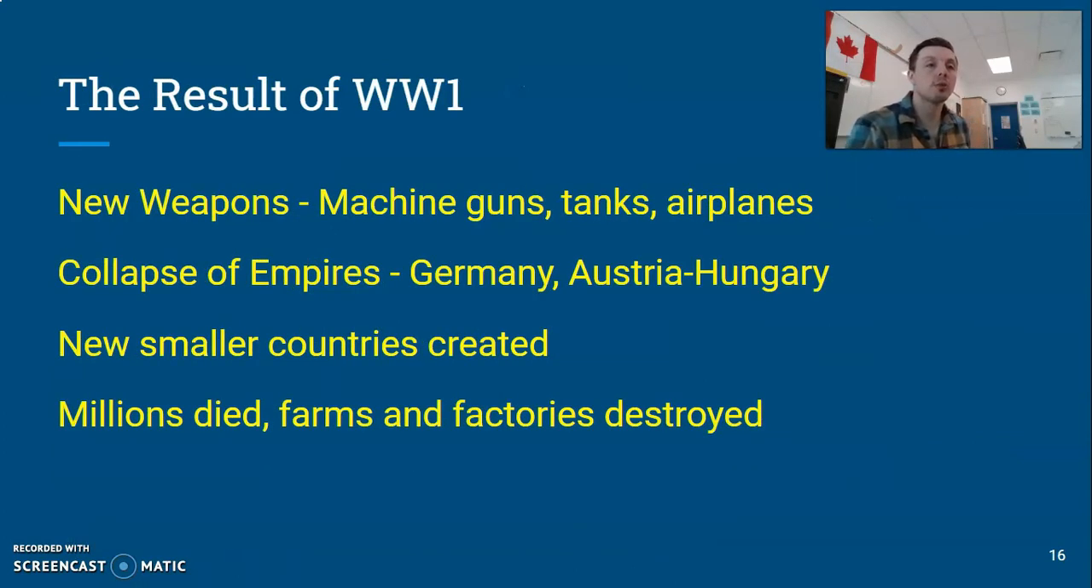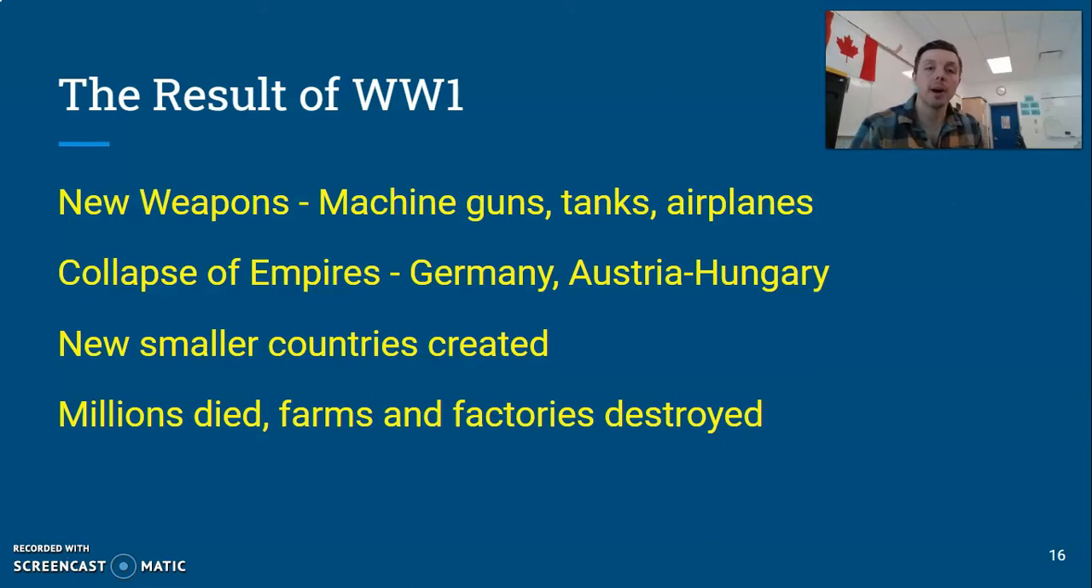As a result of World War I, new weapons were created. Machine guns, tanks, airplanes. Now some of these will go on to help the world. Airplanes and cars became much more technologically advanced. And you could say as a result of World War I, because countries needed to develop these technologies. But it also made war much more brutal.